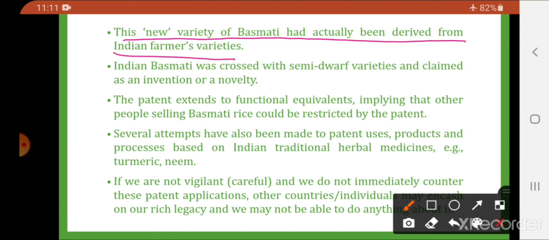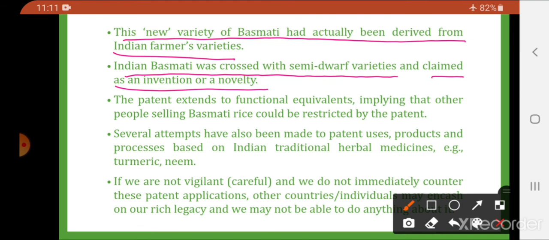US ने एक पेटेंटिंग किया एंड देन एक न्यू वैरायटी ऑफ बासमती जनरेट करके उसको सेल किया US में एंड एब्रोड में. लेकिन ये जो न्यू वैरायटी है एक्चुअली वो किस में से प्रोड्यूस की गई है? It has been developed from the Indian farmers varieties only. Indian basmati was crossed with the semi dwarf and claimed as an invention or novelty.